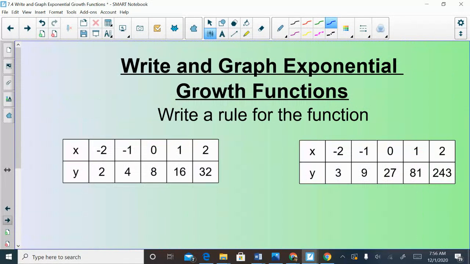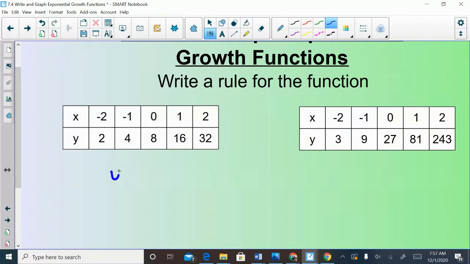Let's look at some examples. Write a rule for the function. This should be a very easy task for us. We know that these are going to be exponential first. That's the whole point of this section. Y equals a times b to the x. If we didn't know they were going to be exponential, we would just say, hey, are we multiplying between consecutive terms? And we are. We're multiplying by a constant, right? Between consecutive terms, we're multiplying by the same thing. The number that we're multiplying by between consecutive terms is 2 here, and so that's going to be the b value.